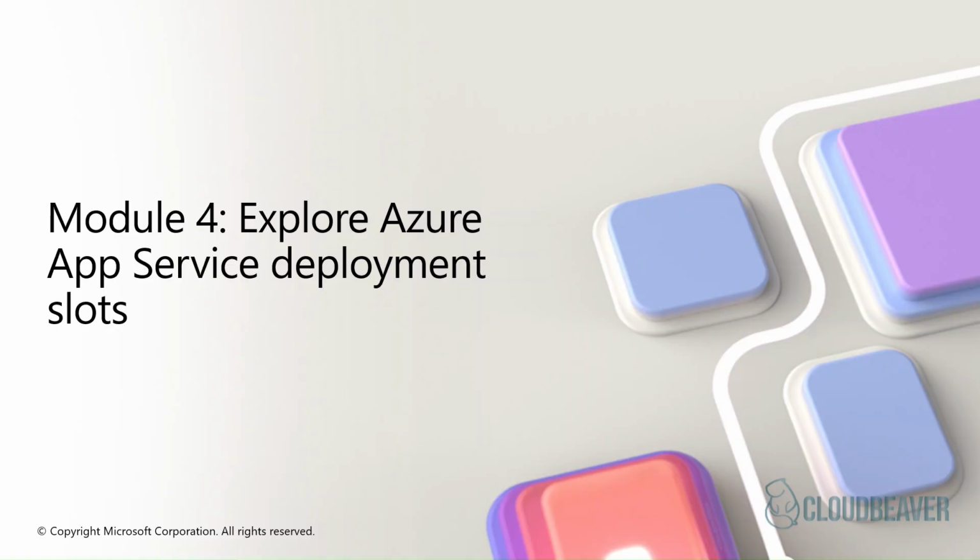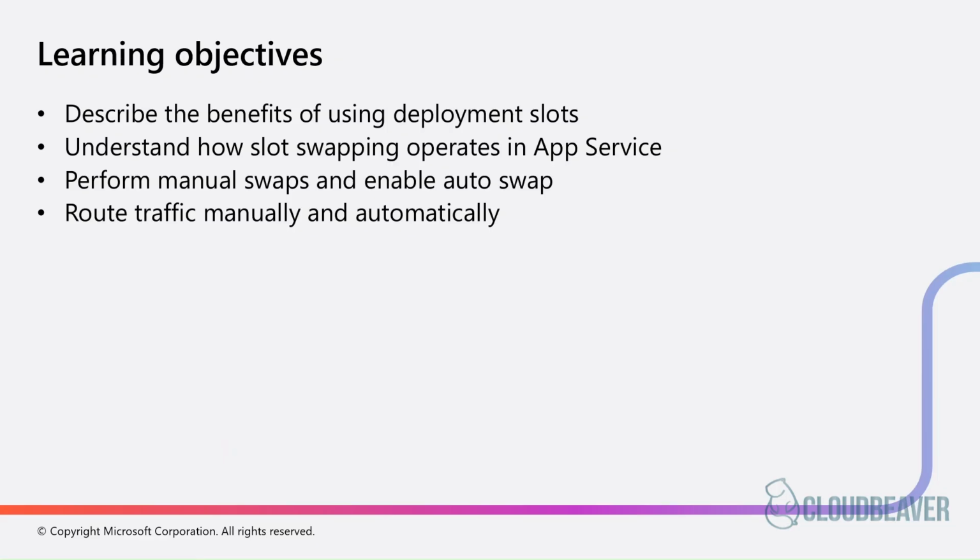Module 4, Explore Azure App Service Deployment Slots. In this module, let us learn about the benefits of deployment slots, how the swapping between the slots works, how the performance could be optimized in this facilitation of swapping like zero downtime, and how you do the swapping or auto swapping enablement, and traffic routing, how you do it manually or automatically, we shall explore.